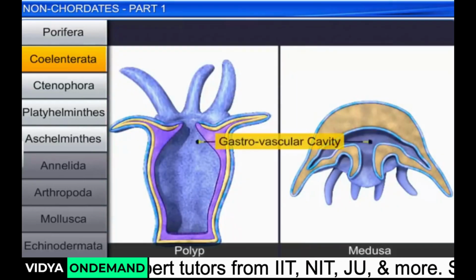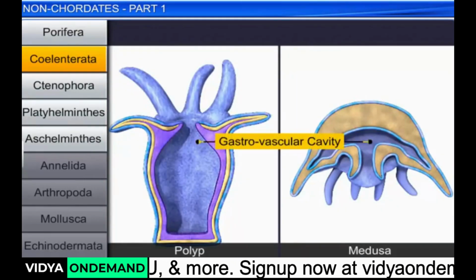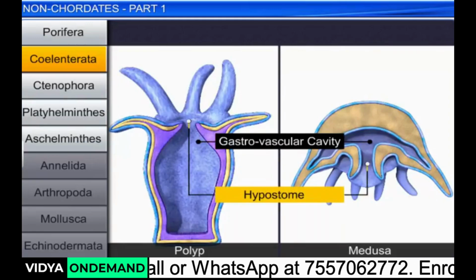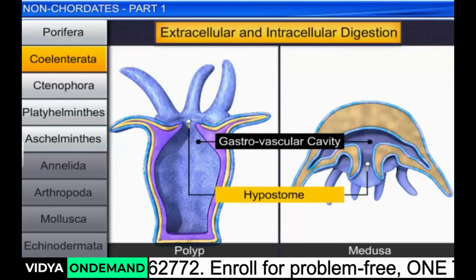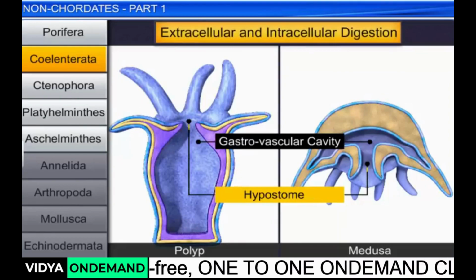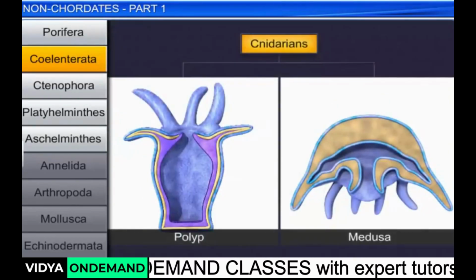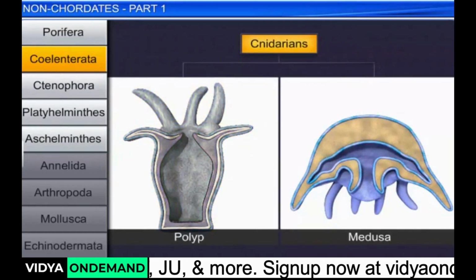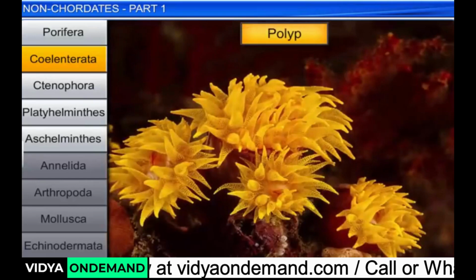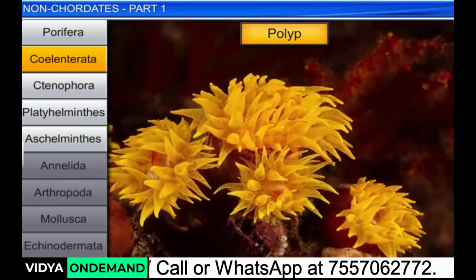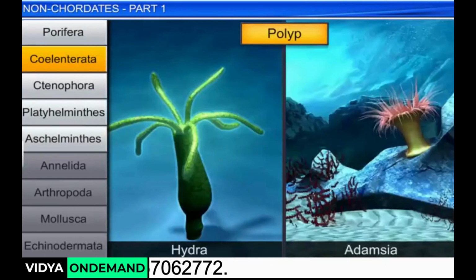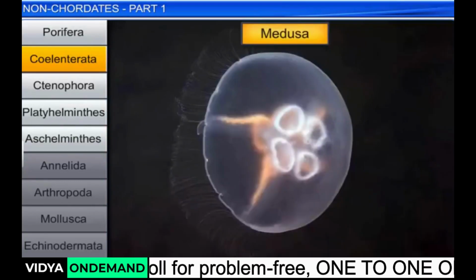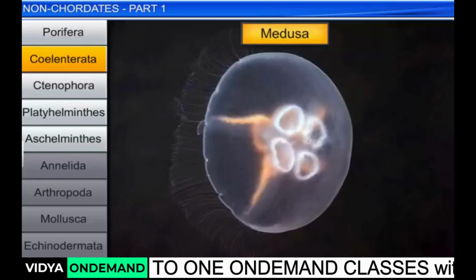Coelenterates have a central gastrovascular cavity with a single opening called the hypostome. Digestion in them is both extracellular and intracellular. Coelenterates exhibit two basic body forms, polyp and medusa. Polyp is a sessile and cylindrical form like Hydra and Adamsia, while medusa is umbrella-shaped and free-swimming like Aurelia.